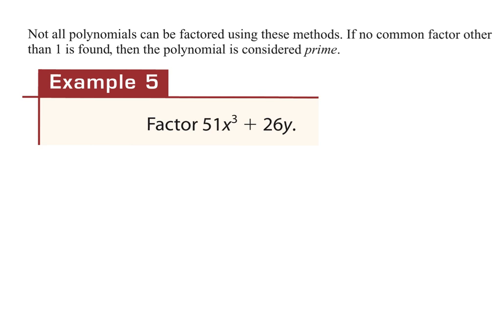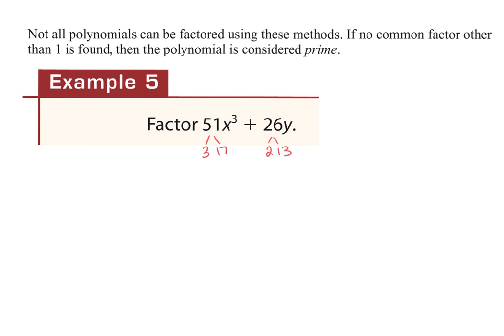If no common factor is found, the polynomial is considered prime. It's just like numbers. If the numbers have only one in common, then they're considered prime numbers. All right. So if you can't take anything out, then these are considered prime. So if you look at 51, 51 factors to 3 and 17. That's about all the factoring you can do there. This one factors to 2 and 13. They have absolutely nothing in common there.